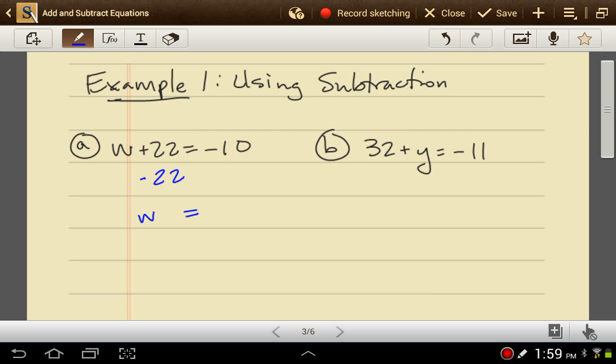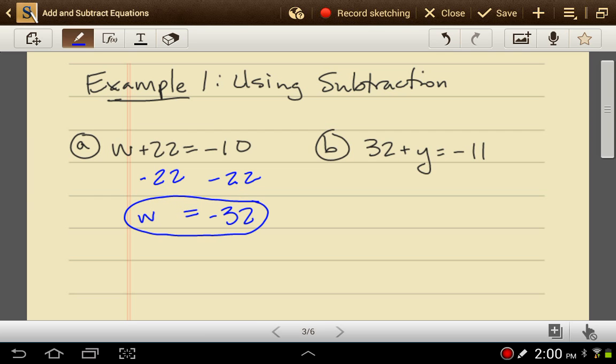Now on the right side of the equation, I have to do the same thing to both sides. Since I took 22 away on the left side, I must take 22 away on the right side. Now I can do the math. Now it's negative 10 minus 22. You can use your calculator, so negative 10 minus 22 in your calculator. That is a minus sign, so it's just negative 10 minus 22. If you're doing it in your head, remember you're starting at negative 10 and you're going 22 more to the left, so that's going to get you to negative 32 is your final answer. So W equals negative 32.